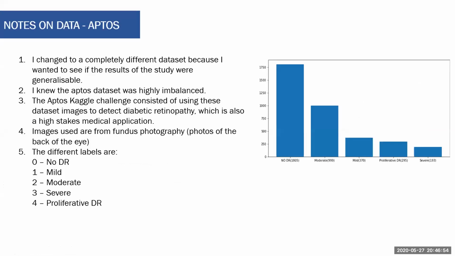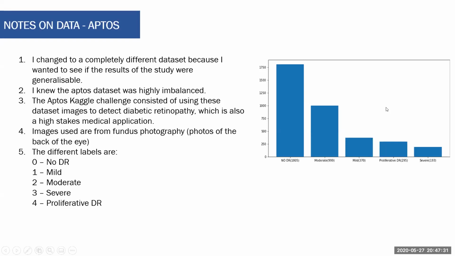So moving on to my experiments. I wanted to use a completely different data set to see if the study is generalizable to other data sets. Last year, I saw a competition on Kaggle and noticed that it is highly imbalanced, so I'll be using this data set. The challenge was to detect diabetic retinopathy, a disease related to diabetes that results in blindness.